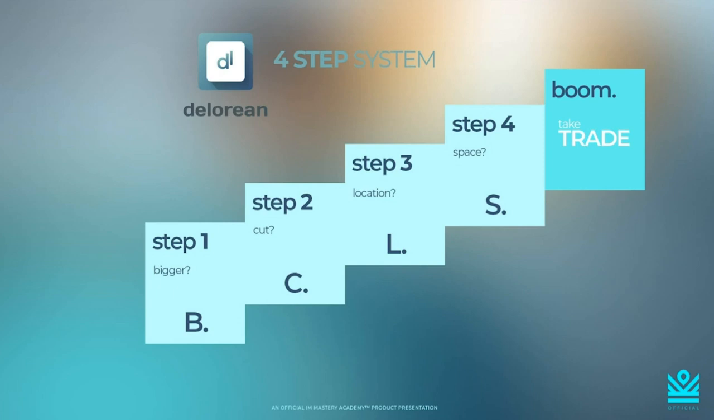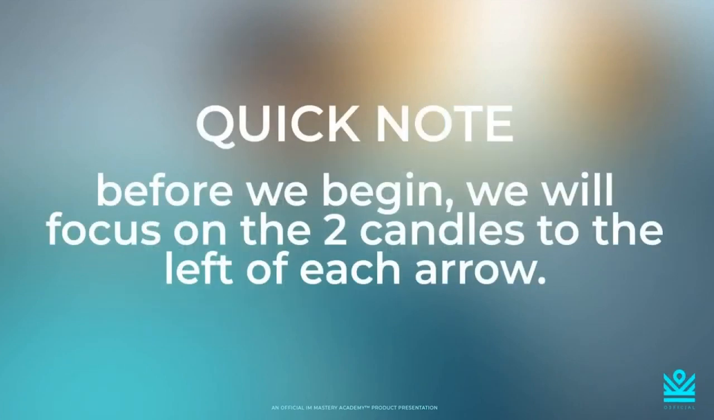Now, obviously, you have no previous context of what this means, and that's what we're going to spend today talking about. But BCLS should be something that you write down on your notepad right now in this training. BCLS. BCLS. And you have to continue to remember this because this is literally all you need in order to profit with the Delorean software.